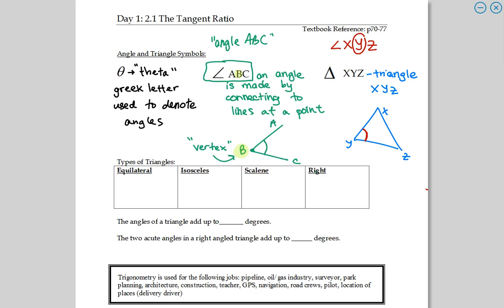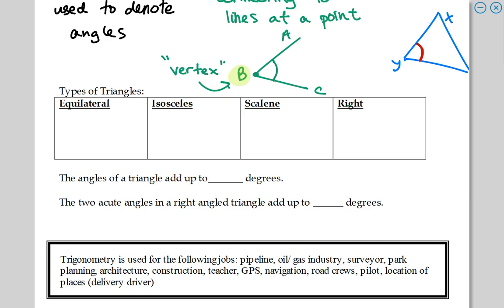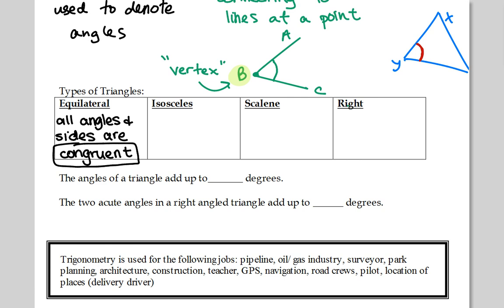There are 4 types of triangles here that we need to be aware of. Equilateral, all angles and sides are congruent. Do you guys know the word congruent? What's another word for the congruent? Yeah, the same.